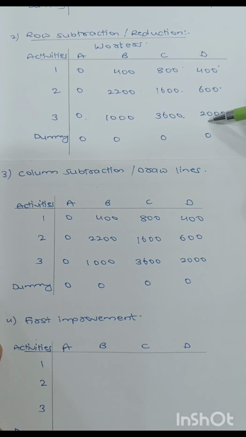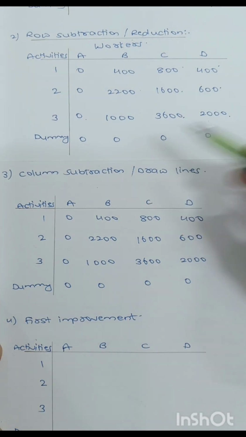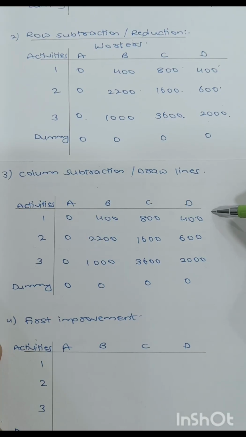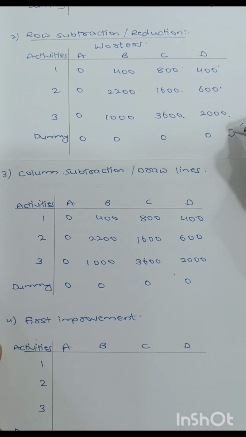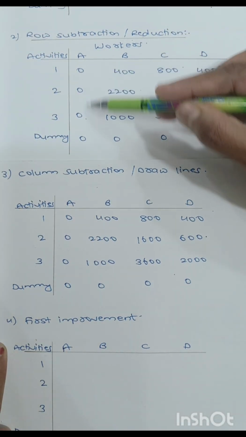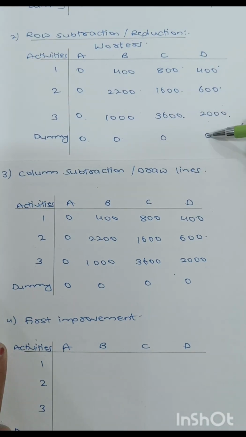After row subtraction, step number 2 is column subtraction. The same technique that we have used for row subtraction, similar technique we are going to use for column subtraction, but column wise. So this is the matrix that we have got after row subtraction. In the same matrix, we are going to apply the steps in order to do the process of column subtraction. So here, as you can see, in each and every column there is at least one 0. Hence, the matrix which we have got after row subtraction will remain as it is.